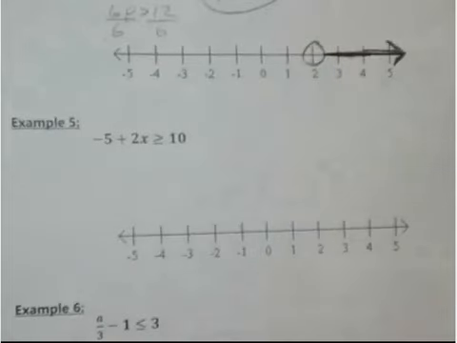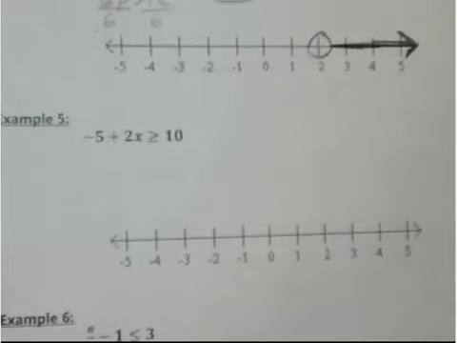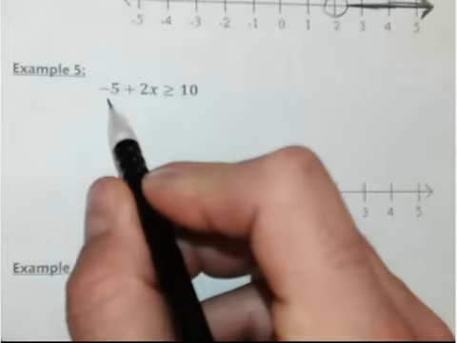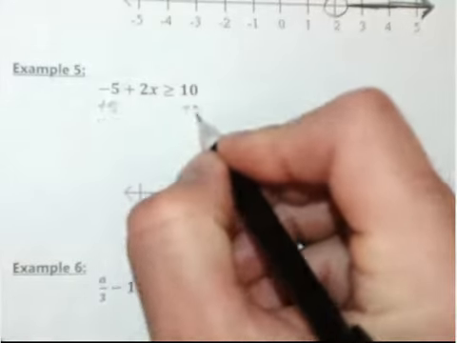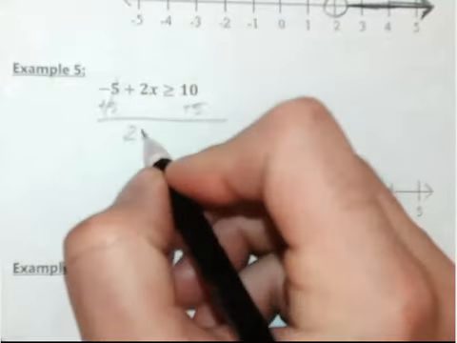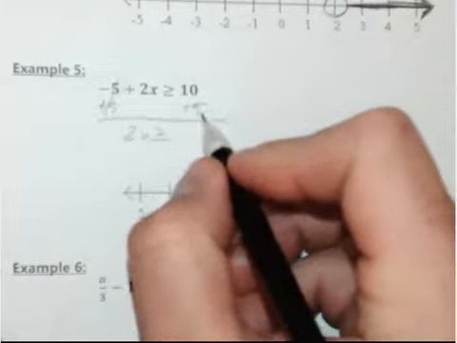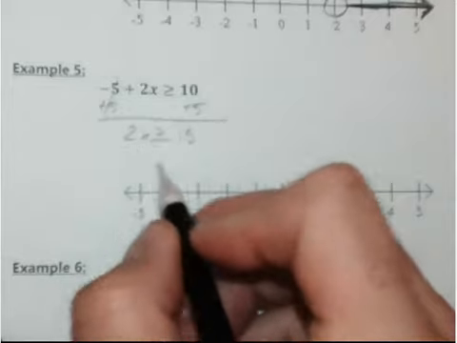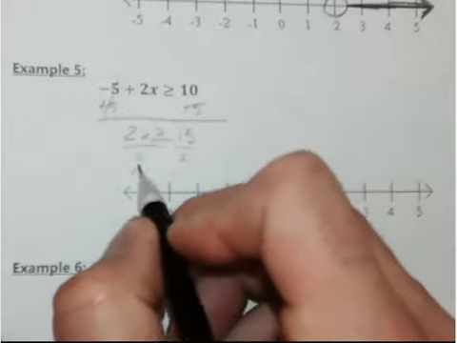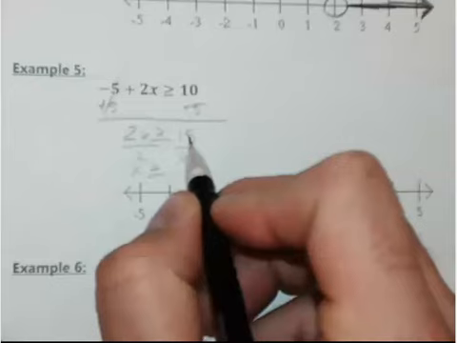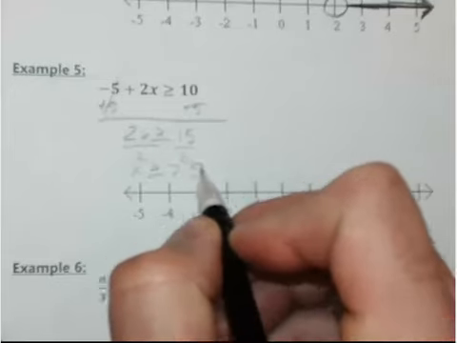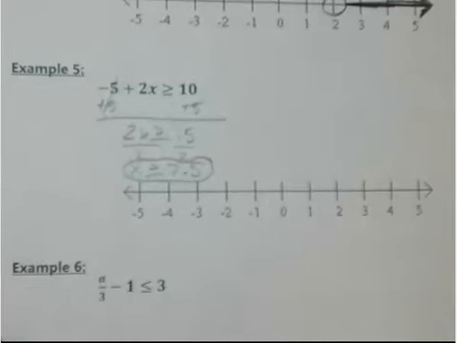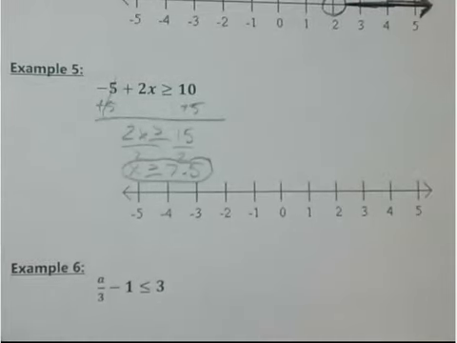Example 5. Negative 5 plus 2x is greater than or equal to 10. We want to get rid of our constant first. The opposite of minus 5 is plus 5. Those cancel. So 2x is greater than or equal to 10 plus 5, which is 15. This is 2 times x, so we're going to divide both sides by 2. So we're left with x is greater than or equal to 15 divided by 2, which is 7.5. So our answer should be x is greater than or equal to 7.5.